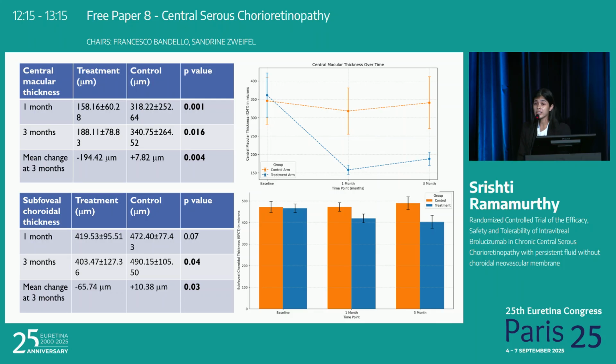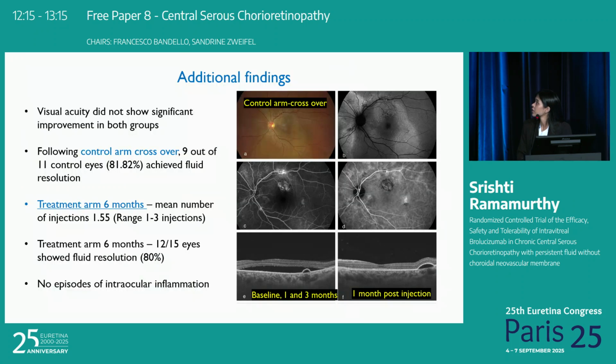So these are the other important endpoints looking at central macular thickness. You can see there was a significant trend towards reduction in the treatment arm of the central macular thickness, which was not seen in the control arm. And fortunately, even the subfoveal choroidal thickness did show a trend towards reduction. Baseline was around 470 microns, which reduced to 419 at 1 month, and then 403 at 3 months, the mean value in the treatment arm, while in the control arm, there was just a slight increase.